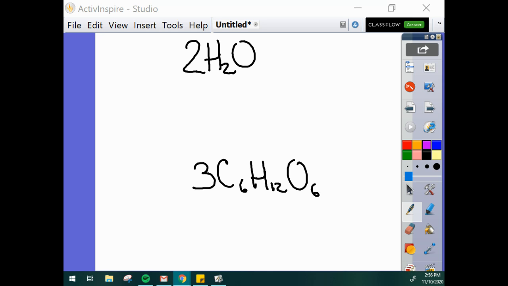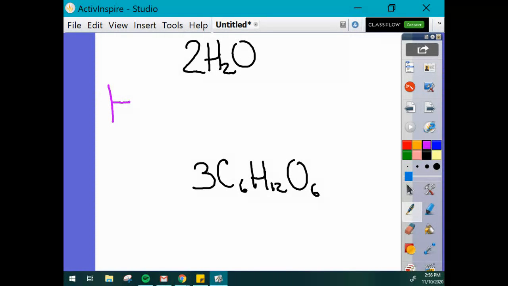Now let's look at an example where we have coefficients and subscripts. So with our first problem here, we've got 2H2O, or two water molecules. In order to count atoms here, we're going to start off the same way we have in the past by listing our elements. So we've got hydrogen and oxygen present.